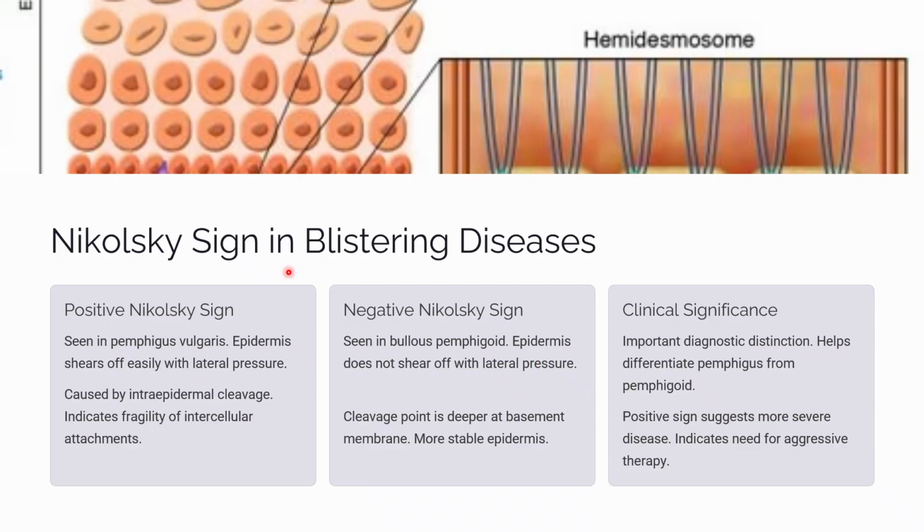Let's see in brief about the Nikolsky sign. The Nikolsky sign is positive only in pemphigus vulgaris. What is the Nikolsky sign? The epidermis shears off easily with lateral pressure. It is caused by intraepidermal cleavage, which is a problem in pemphigus vulgaris. But in bullous pemphigoid, the cleavage point is much deeper, that is at the basement membrane, and therefore there is a more stable epidermis. Therefore, the Nikolsky sign is negative. What is the clinical significance? This is the most important clinical significance: the positive and negative Nikolsky sign helps to differentiate pemphigus and pemphigoid.